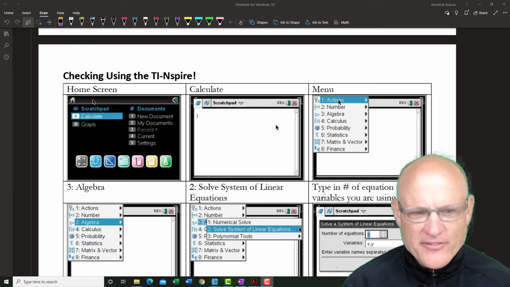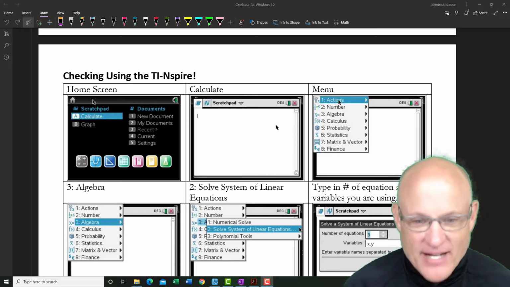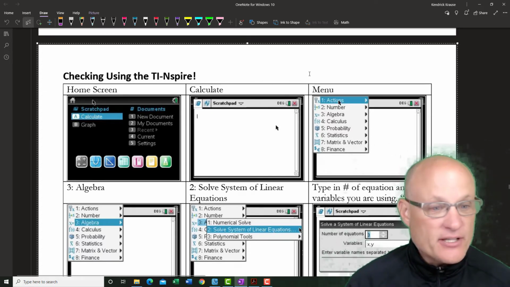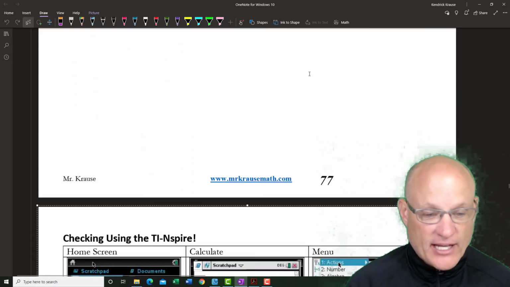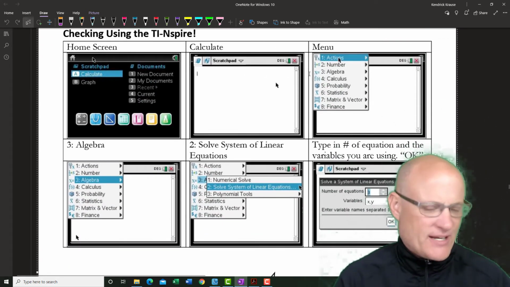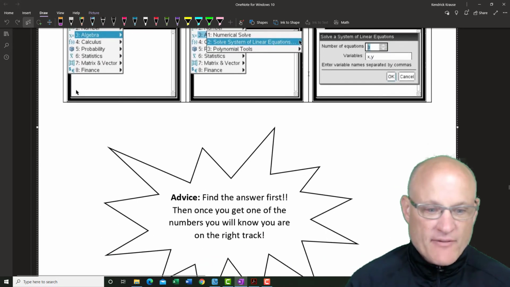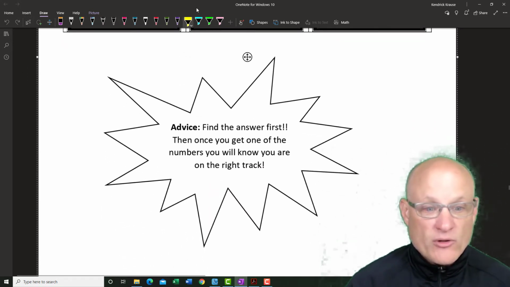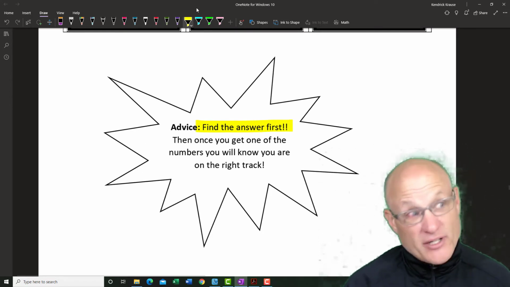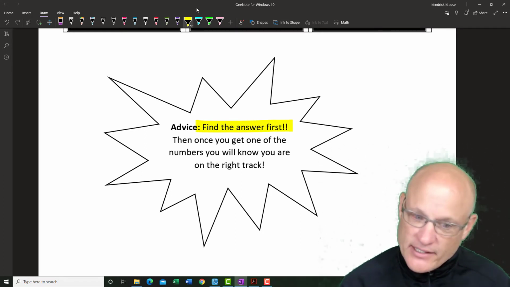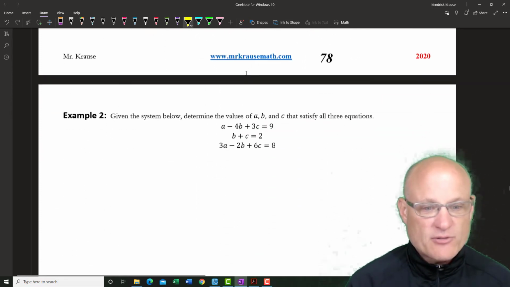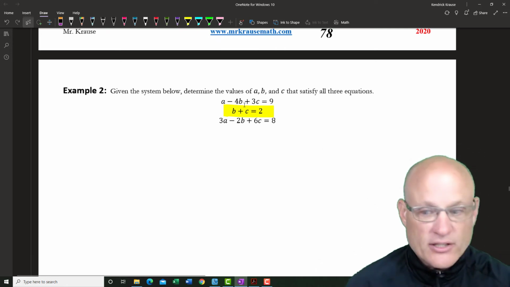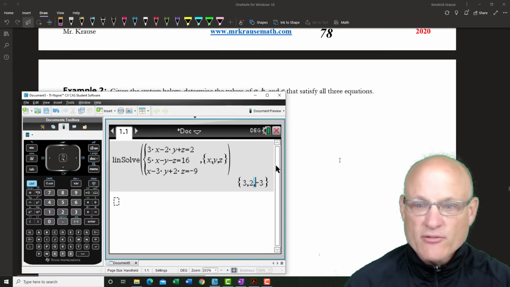All right, so this is one of those ones where I forgot that the directions were after that first one. So if you have the graphing calculator, TI Inspire, this is exactly what you're going to do. You have the directions on how to do this. And again, our advice to you is always find the answers first, because if you don't get that first answer right, you're going to have a lot of problems. So that's what we're going to do here. This is a kind of weird one, and we're going to talk about that equation in a second.